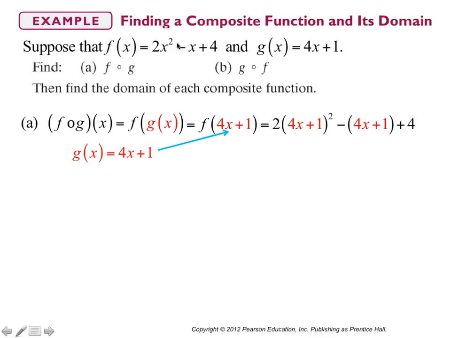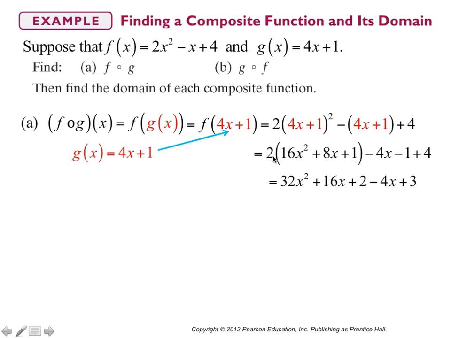So we have 2 times (4x plus 1) squared minus (4x plus 1) plus 4. And then we follow order of operations. We can expand some of this stuff, combine like terms. So first, if we square our 4x plus 1, we're going to have 16x squared plus 8x plus 1. And then we also distribute through this negative, so you're left with negative 4x minus 1. And then we distribute our 2 out front, and we get 32x squared plus 16x plus 2.